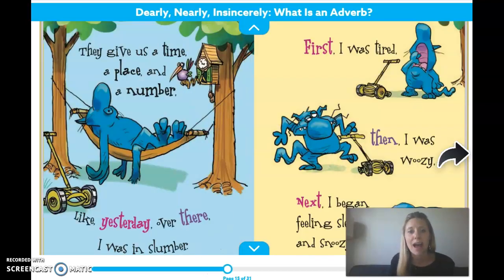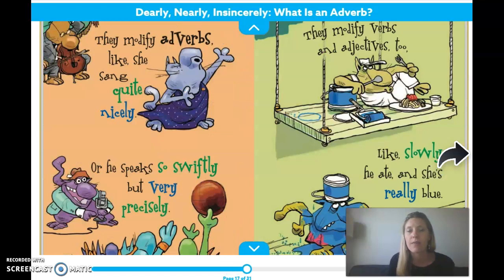They give us a time, a place, and a number. Like yesterday, over there, I was in slumber. First I was tired, then I was woozy. Next I began feeling sleepy and snoozy. They modify adverbs, like she sang quite nicely, or he speaks so swiftly and very precisely. They modify verbs and adjectives too, like slowly he ate, and she's really blue.